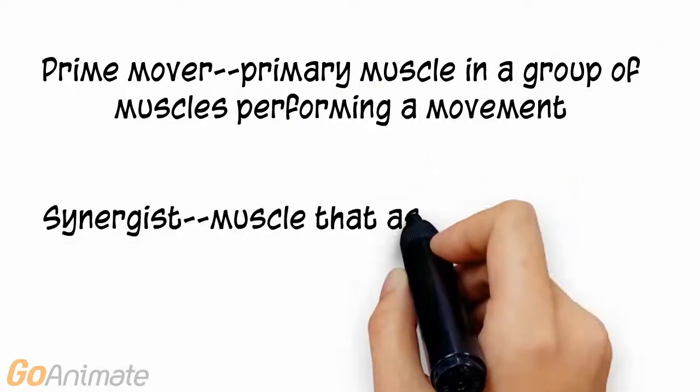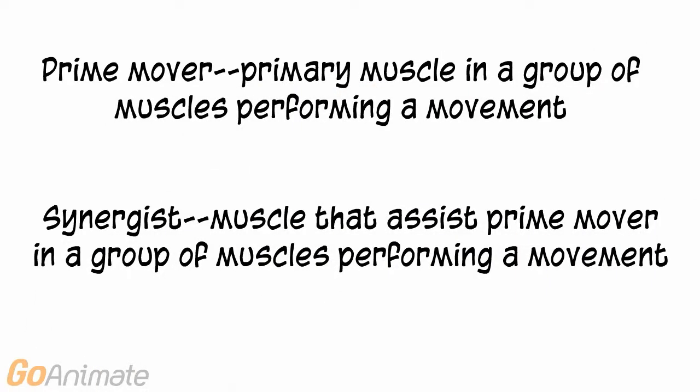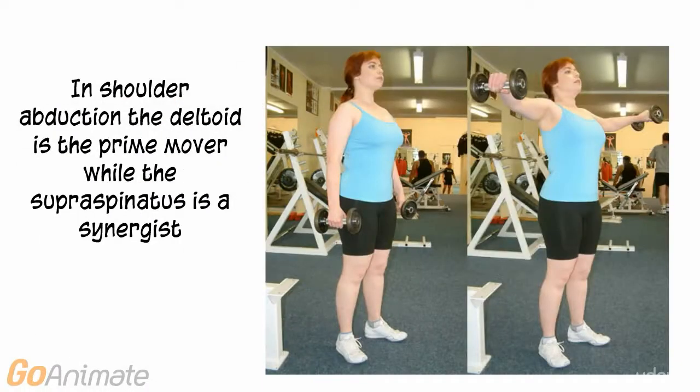Some other terms are prime mover and synergist. The prime mover is the primary muscle performing a movement. The synergist is a muscle that helps the prime mover perform a movement. Here's an example. In shoulder abduction, the deltoid performs most of the movement and the supraspinatus helps out. So we say the deltoid is the prime mover and the supraspinatus is a synergist.